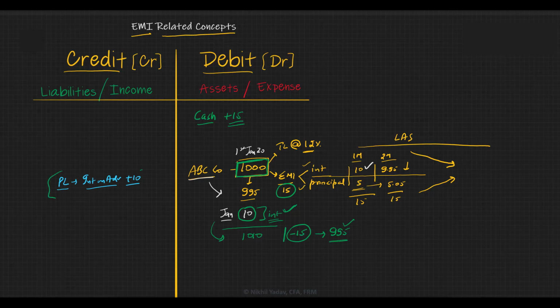You'll notice that nothing has happened to the P&L. Why? Because the income that was to be recognized, which was the interest component, was already recognized at the end of the month as soon as the account was debited. So when we receive cash, we don't need to make any adjustment since the recovery of principal never flows into the P&L. It's just the interest component.